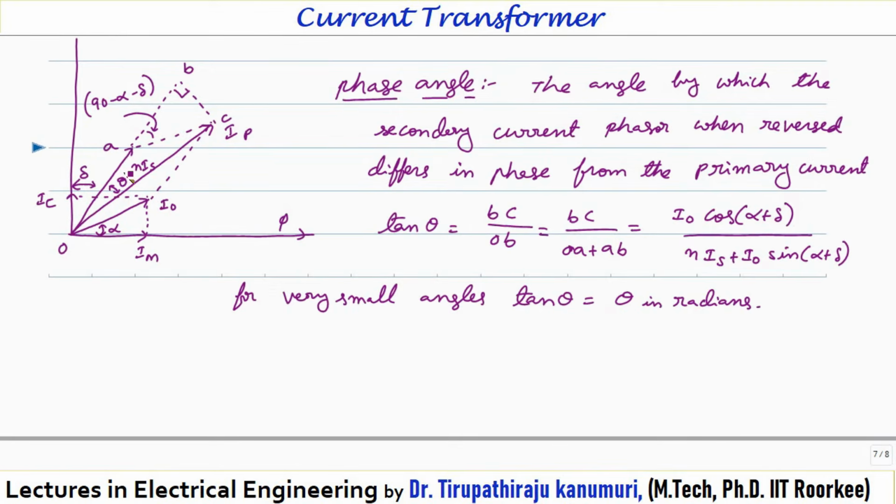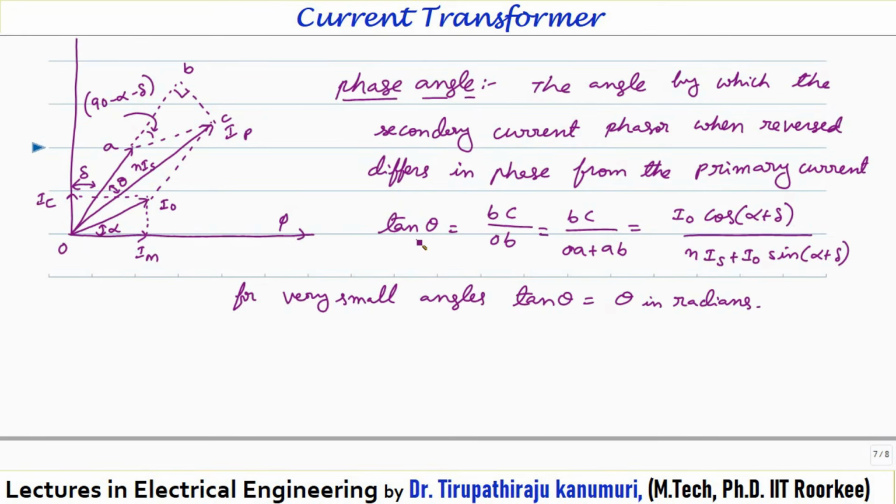How will the error be minimum? Ideally speaking, the value of n times Is should be in phase with the primary current. That means this n times Is, or the secondary side current, should actually be 180 degrees opposite to the primary current. But in practice, it is not the same. Some angle is introduced. So the angle difference between the primary current and n times Is is called the phase angle, or the phase angle error.